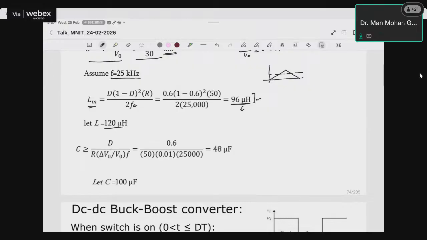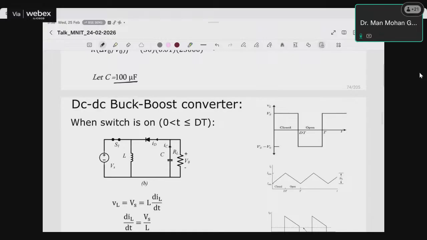Now see the capacitance value. The capacitance value formula is D upon R F into output voltage ripple. So we put all these values, and the numeric value comes out to be 48 microfarad. Because 48 microfarad may not be available directly in the market, we choose a capacitance value of 100 microfarad, right? Which is easily available. But this value of capacitance which is chosen should be more than C minimum, right?